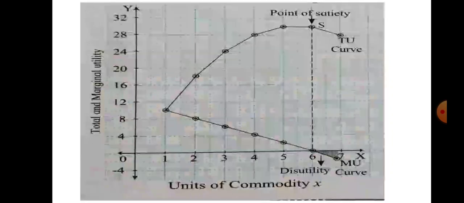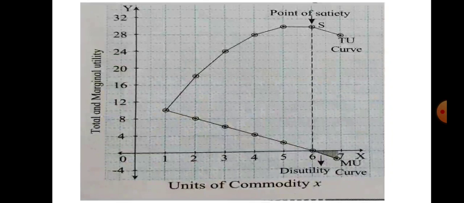Now let us see the relationship between total utility and marginal utility with the help of a graph. On the y-axis we measure total utility and marginal utility, and on the x-axis we measure units of commodity. Let us see the first observation of this graph. The first observation is the slope of the curves. The TU curve goes on rising and the MU curve goes on falling. It means it slopes downward from left to right.